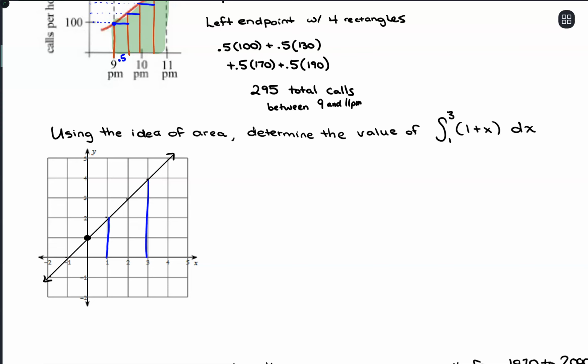Because it's an integral from 1 to 3, we're taking the area under the curve. What we end up with here is a trapezoid. This one's pretty nice to just count up the number of squares. So 1, 2, 3, 4, 5, half and half is 6. So the area under the curve is 6 square units.